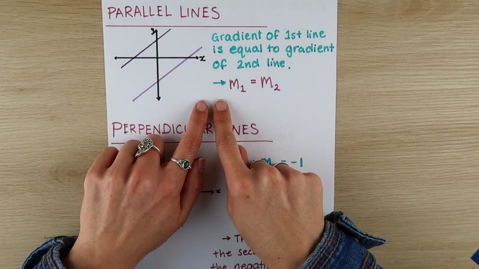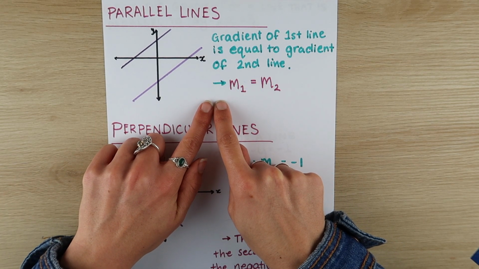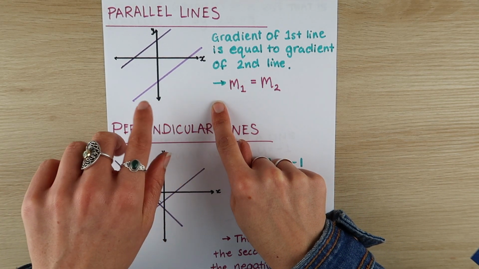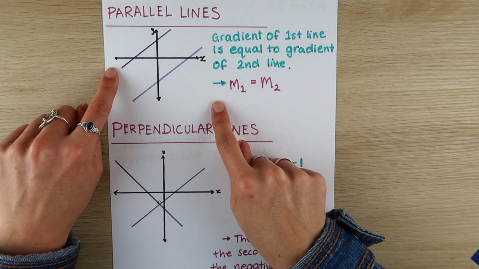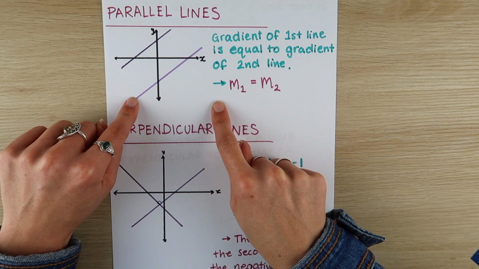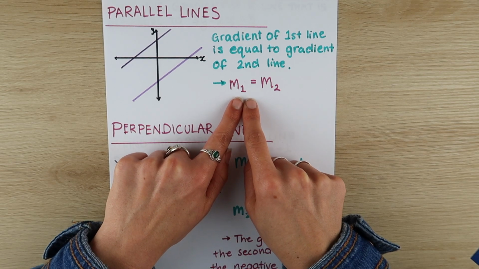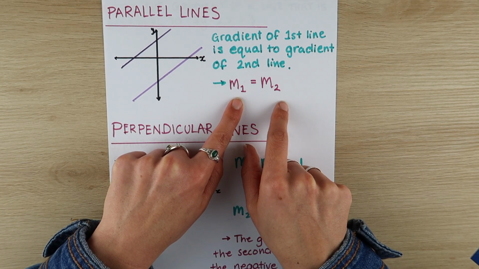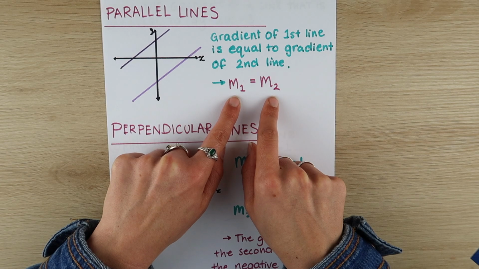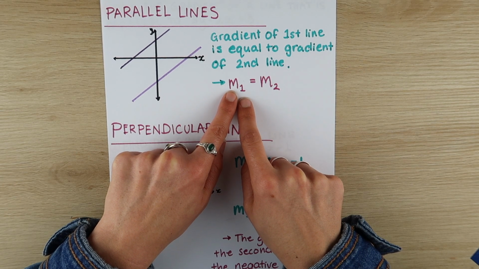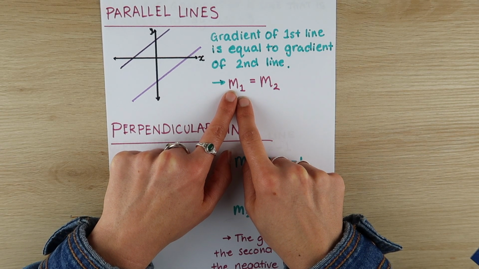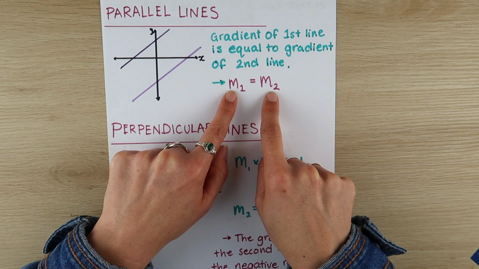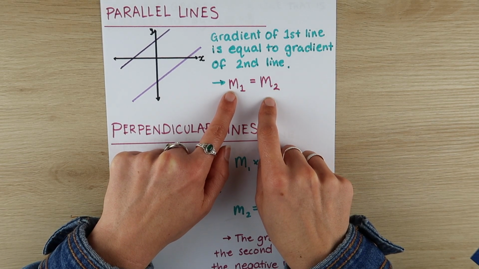Now whenever you've been told that two lines are parallel, it's quite straightforward because we know that the gradient of one will equal the gradient of the other line. And that is why we use the formula m1 is equal to m2, where m represents our gradient. So m1 represents the gradient of the first line and m2 represents the gradient of the second line.